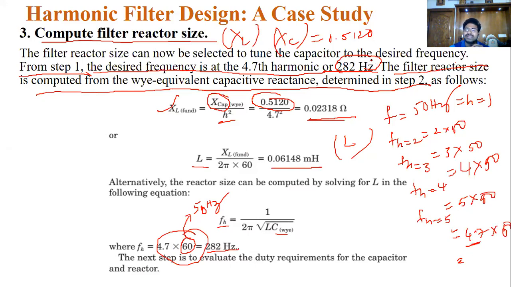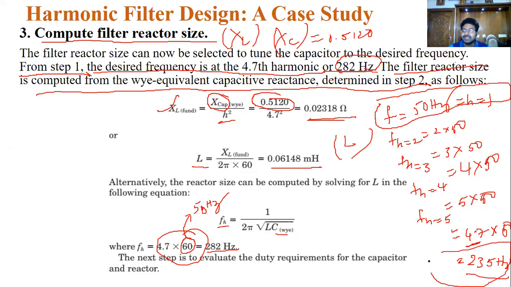So in the 60 Hz system they can consider 282 Hz. In our Indian system they consider 280, for suppose it is 4.7. 4.7 into 50, you will get 235 Hz in our Indian system. So this is the frequency we are going to eliminate. But what frequency does the system require? Only 50 Hz. But the frequency you will get in the system because of the non-linearity is 235 Hz.